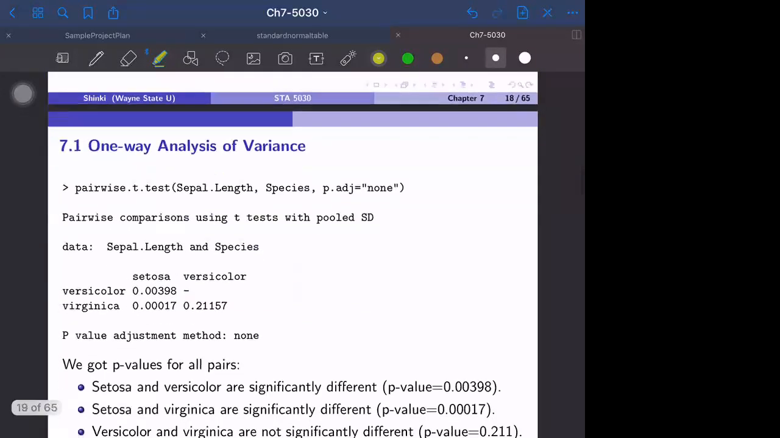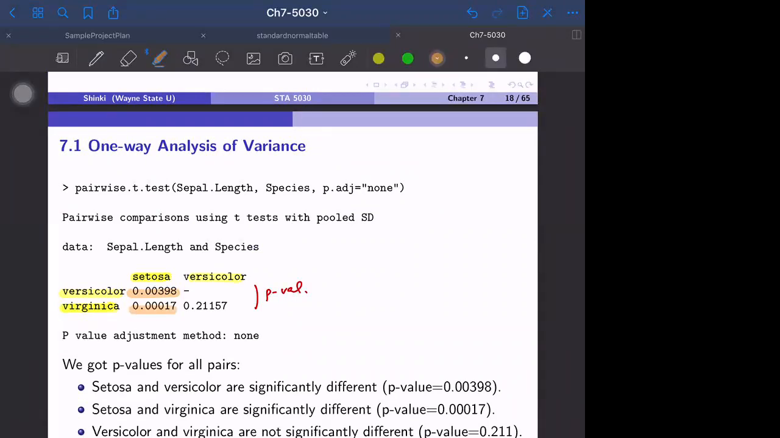Okay, so this is the pairwise test result. We compare pairwise: Setosa versus Versicolor, Setosa versus Virginica, and Versicolor versus Virginica. So we have 3, and these are p-values. 0.00398 is highly significant, less than 0.05. And this is also significant, 0.00017, Setosa versus Virginica.